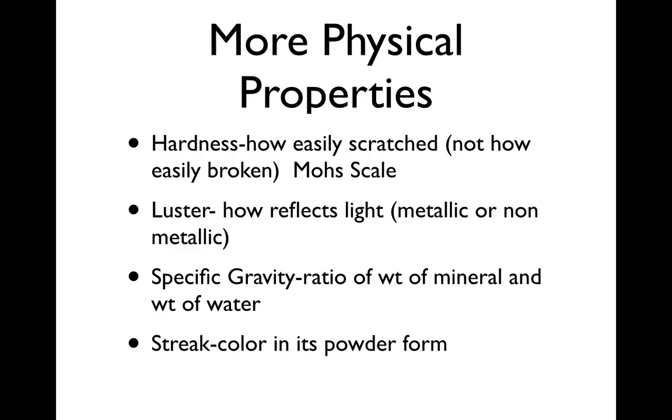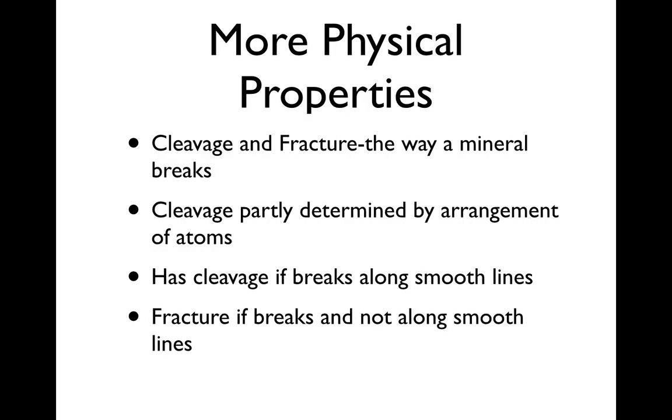Specific gravity we won't use in class, but it is the amount of water in the mineral compared to the amount of mineral that's in there. Streak is the color of its powder, and the streak is when we put it on the streak plate. It may look different than the actual color of the mineral when you look at that, so it's very important that you realize that that's the powder, and that is on the test.